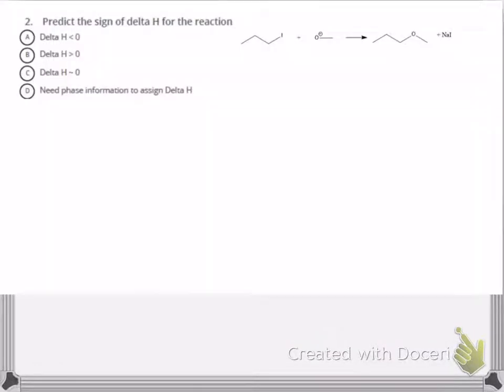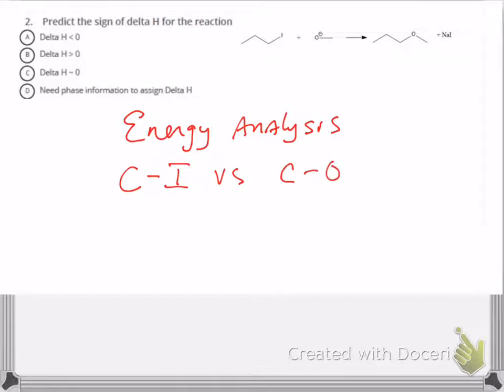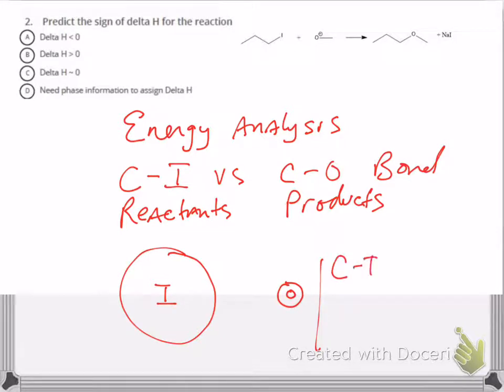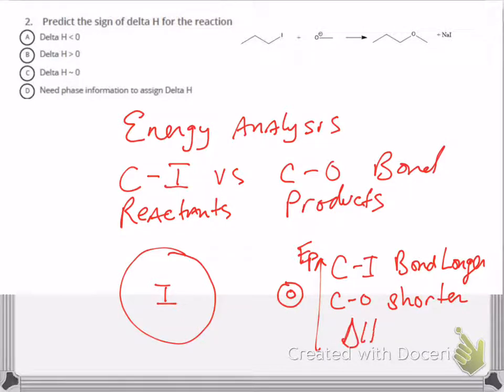The second question, we're asked about the delta H for this reaction. So we have to do an energy analysis of the bond. The reactants have a C-I bond, the products have a C-O bond. Iodine is really big and oxygen is really small. If we look at the bond lengths, which relate to bond strength using our particulate model, the C-I bond is expected to be longer than the C-O bond. The C-O bond is shorter, so we would rank the potential energy this way. That would give us a delta H less than 0, which would be A.